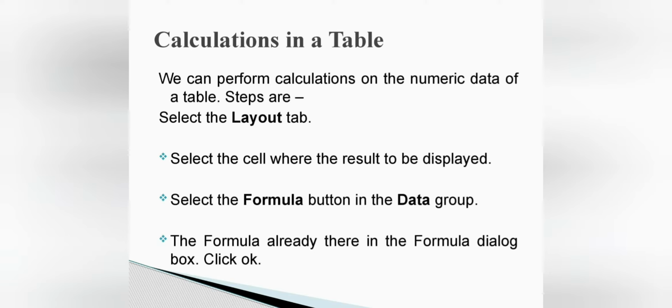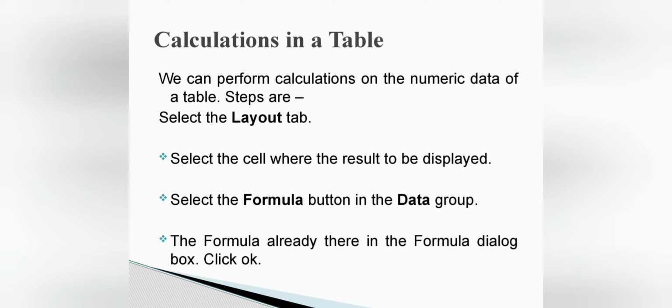Then select the cell where the result is to be displayed. We have to select the cell in which we want the result. Suppose you want the total, or you want to calculate the average. You have to select that particular cell where you want to insert and display your result. Select the formula button in the data group.